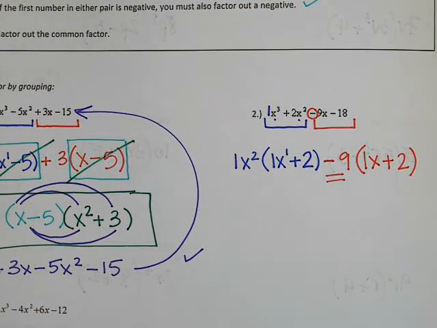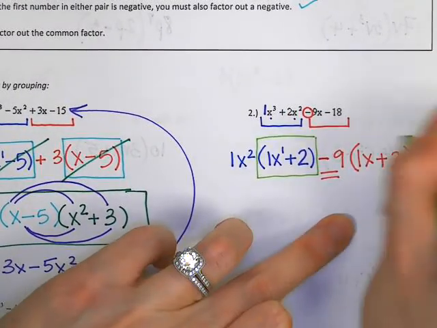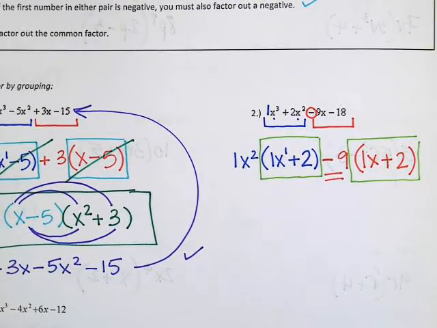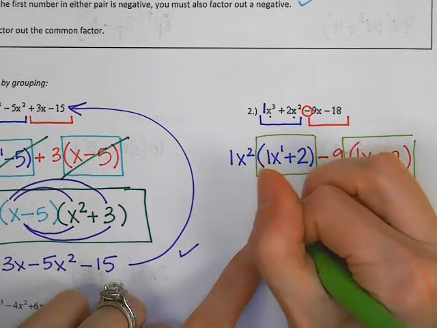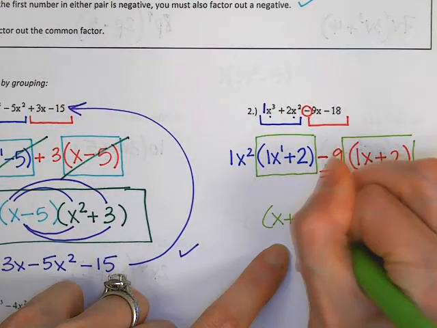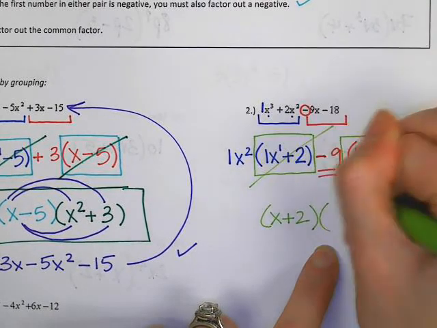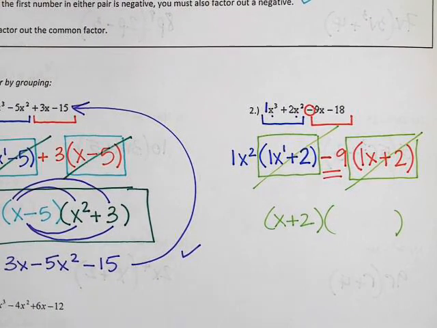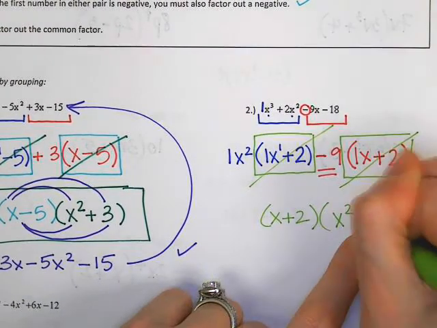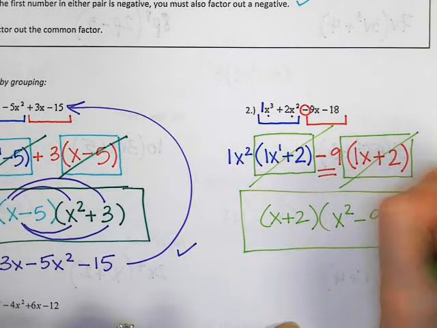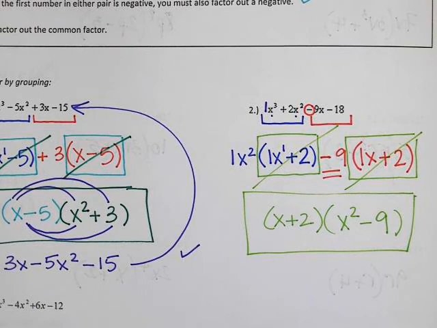Okay, again guys, if you did it right, the parentheses should be the same. 1x plus 2, 1x plus 2. If that doesn't happen, you did it wrong. That becomes the first parenthesis. And the second parenthesis becomes anything that was left over. 1x squared minus 9. That is done. Okay, it's called factor by grouping. It works for 4 terms.